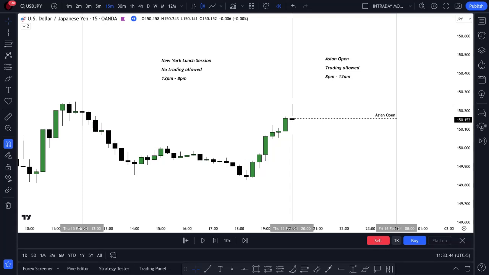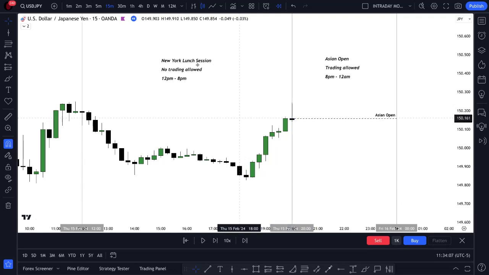As always, we do not trade between 12 p.m. to 8 p.m. I consider this the dead zone or the New York lunch session. Most times than not, you're going to run into a phase of accumulation and consolidation. The market is just building up buy side orders and sell side orders. Trading during this time period can be very detrimental to you as a day trader. What you're going to do is wait for the next live session.